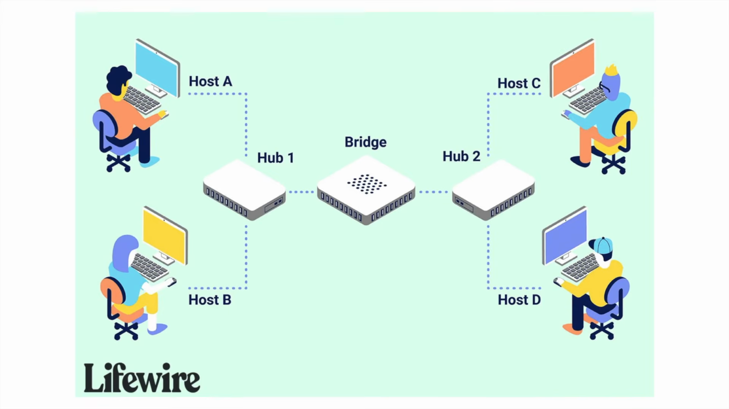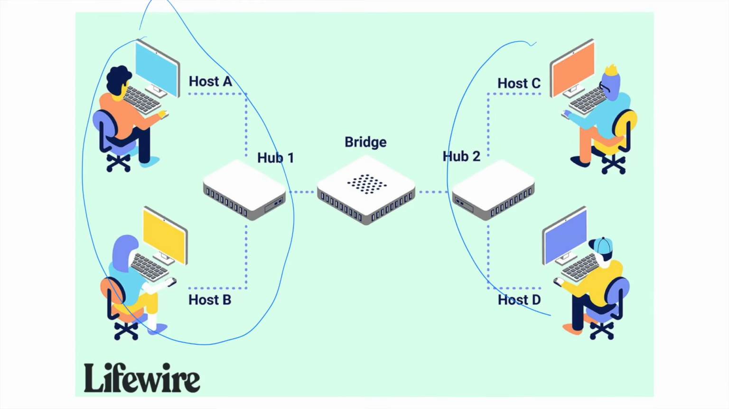So here's an example of a bridge. We have one network, and these are all connected together by a hub. And we have another network, connected together by another hub, and they can communicate with each other through a bridge.